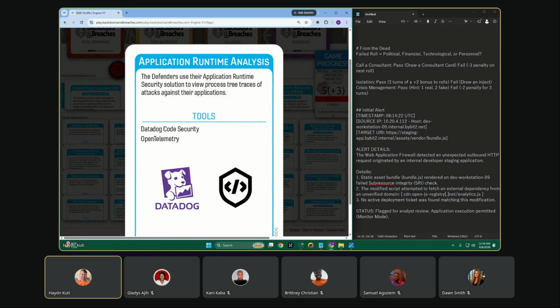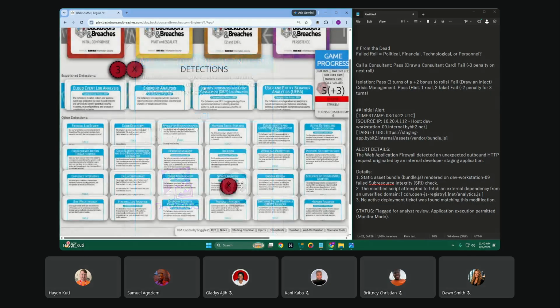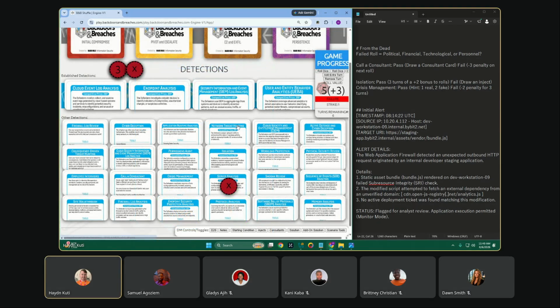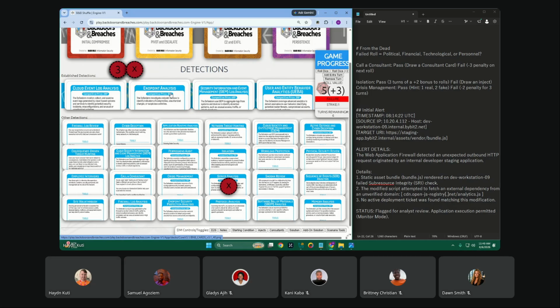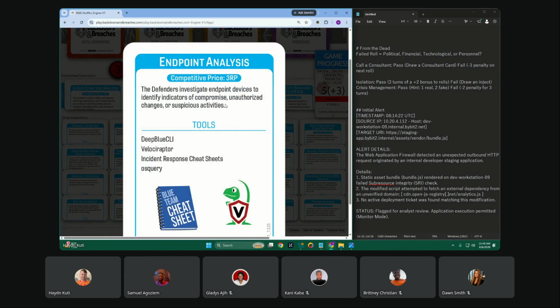Don still thinks we need to look at the endpoints. Yeah, and I also think we can check out the application stuff and then check the code security. So we have application runtime analysis and endpoint analysis currently. Sorry, do you mean that we can open the cards and read the information in them, and it could help us roll the dice again to win?